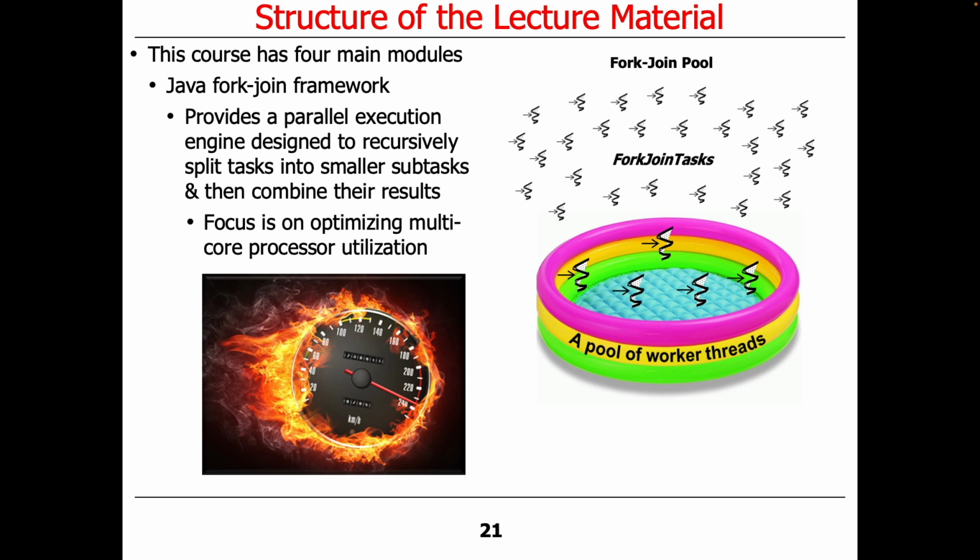And you'll see that the focus is on optimizing multi-core processor utilization. So we'll talk a lot about how this works, and you'll see that that's really the main goal of the fork join framework, is to make things really use the processor as much as you possibly can. We want to drive it to its limits, as it were.